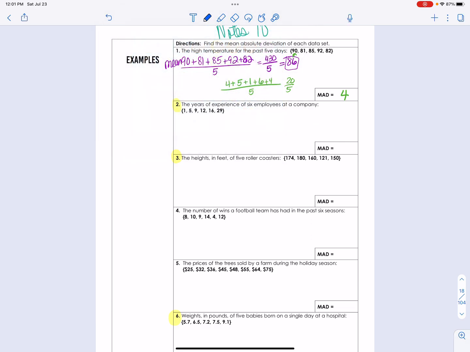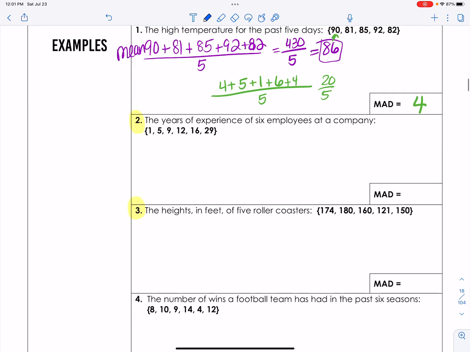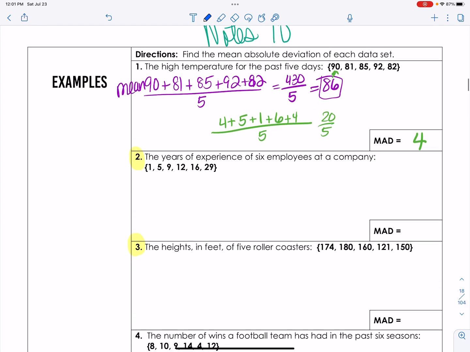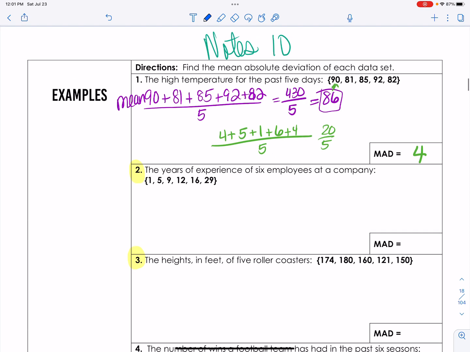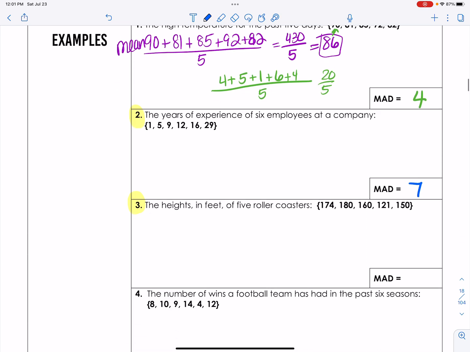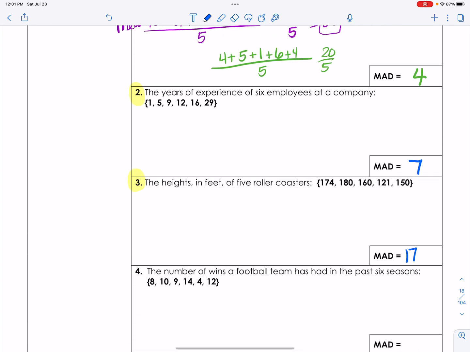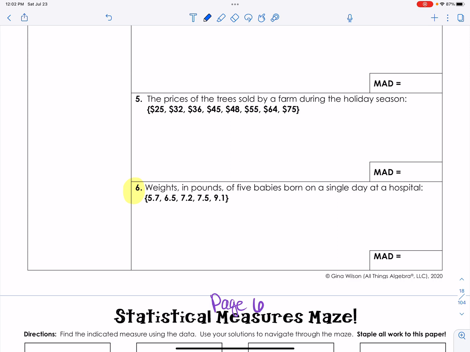All right, these are ones where I'm just going to write answers. Hopefully you paused and you're done, because just writing down an answer, if you don't know what you're doing, could get you in trouble. So if you get these wrong, please text me. The mean average deviation is 7 on number 2. The mean deviation on number 3 is 17.2. I'm okay with the decimal, so you can leave it as a decimal. And the last one, the mean average deviation is 0.88. So these also can have decimals.